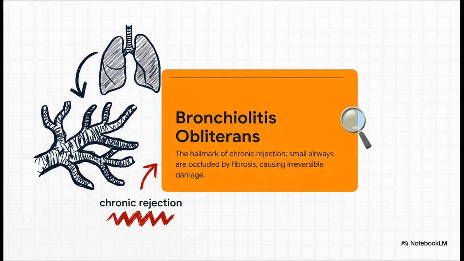And this is the biggest problem in the long run, chronic rejection. And it has a name you must remember, bronchiolitis obliterans. What is it? Basically, the tiny airways, they get scarred and blocked, completely closed off by fibrosis. And this damage is permanent. A huge, huge challenge for doctors.